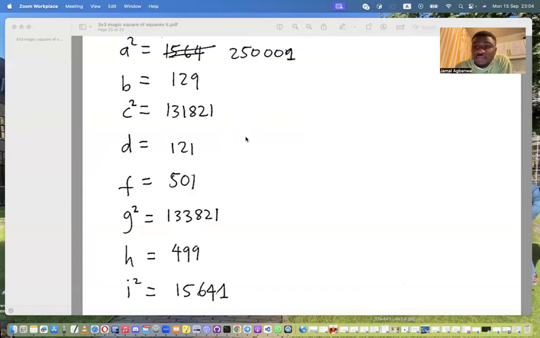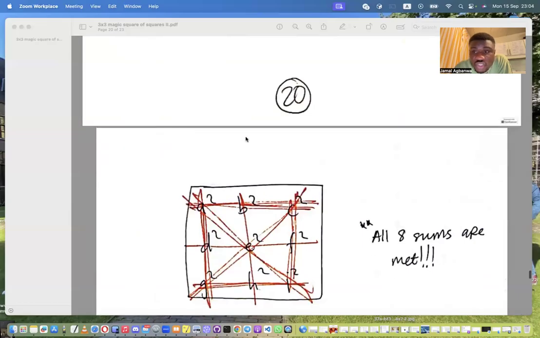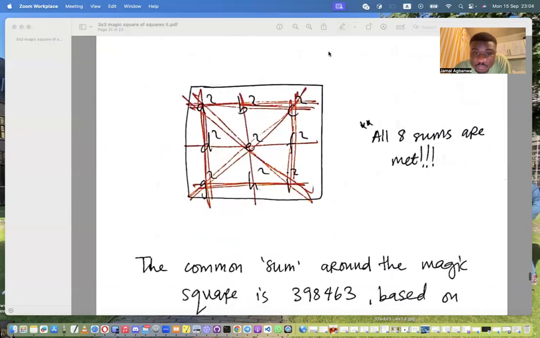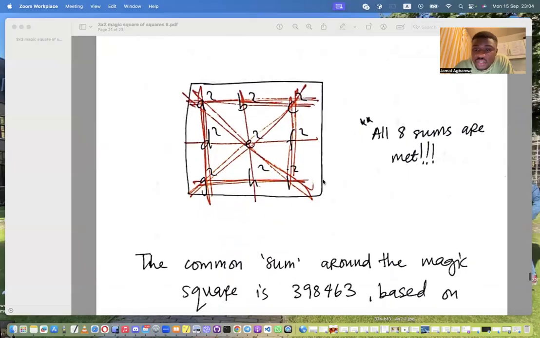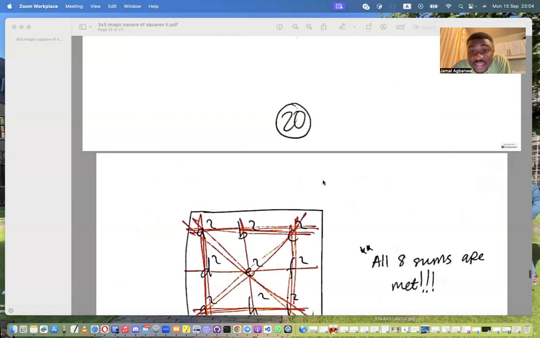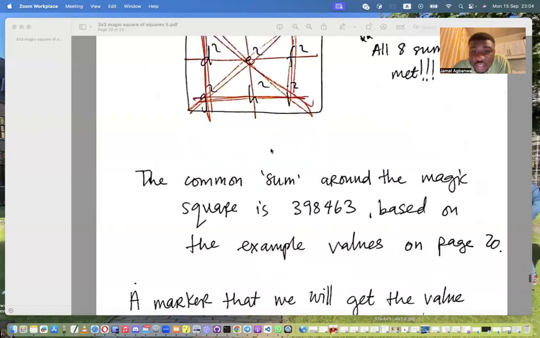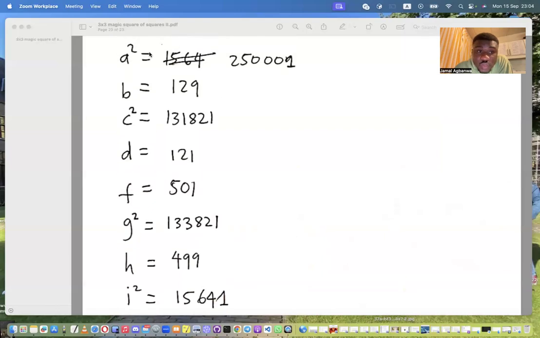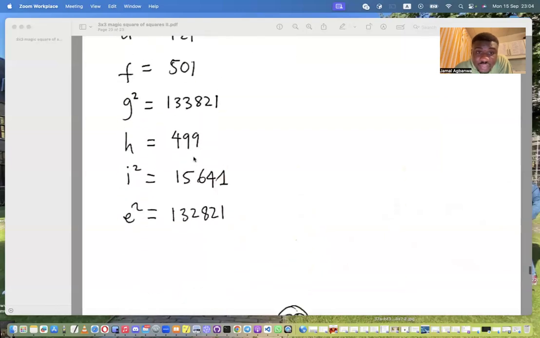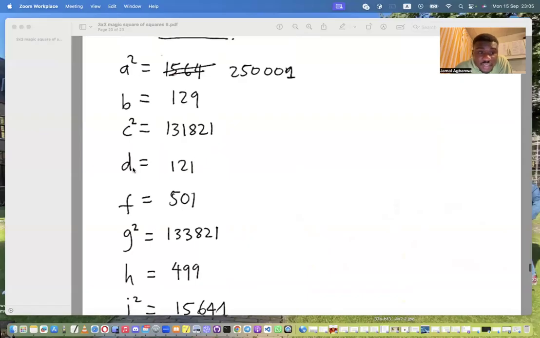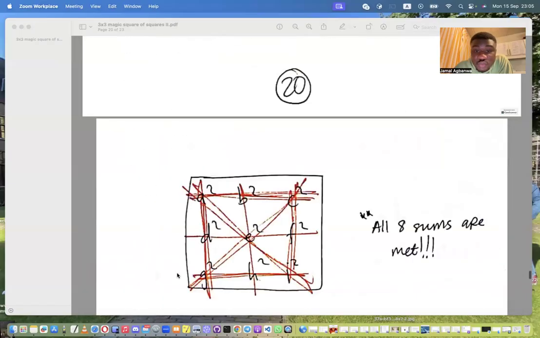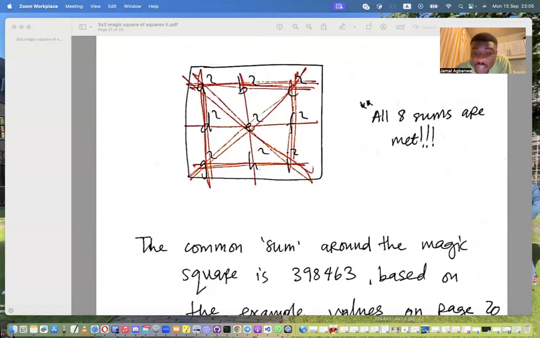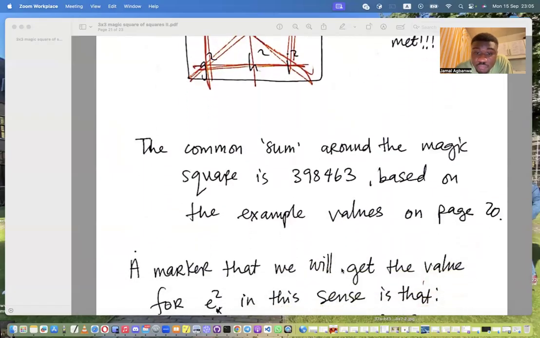For the sake of simplicity, we just made raw substitutions. After making those substitutions, we find out that all 8 sums are met, which is good. Given the example case we are trying out, we find the common sum around the magic square is this. This means that a squared plus b squared plus c squared is the same as a squared plus d squared plus g squared, then c squared plus f squared plus i squared. Whatever you do, this is the constant number you get.